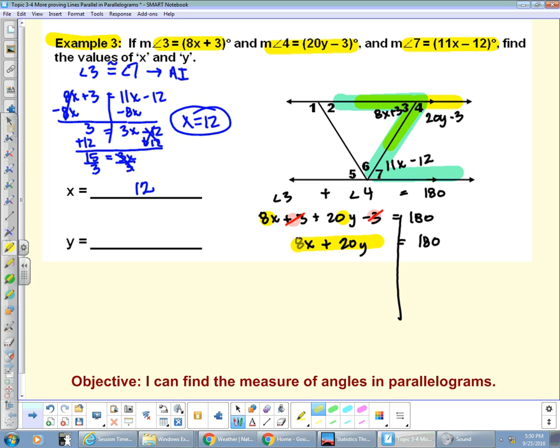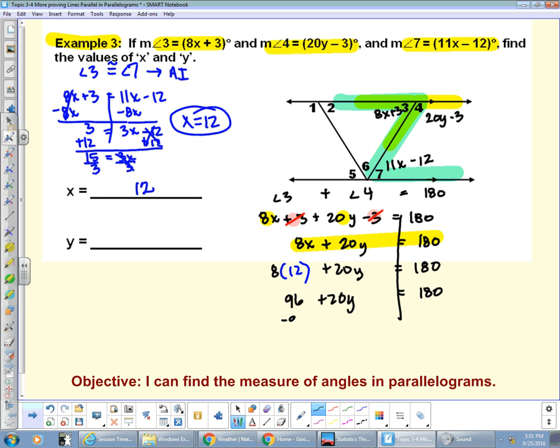So now that I know what x is, now I can solve this equation because I'm going to replace x with 12, and so I'm going to get something that looks like this. 8 times 12, because x is 12, plus 20y equals 180. And so 12 times 8 is 96. So 96 plus 20y equals 180.